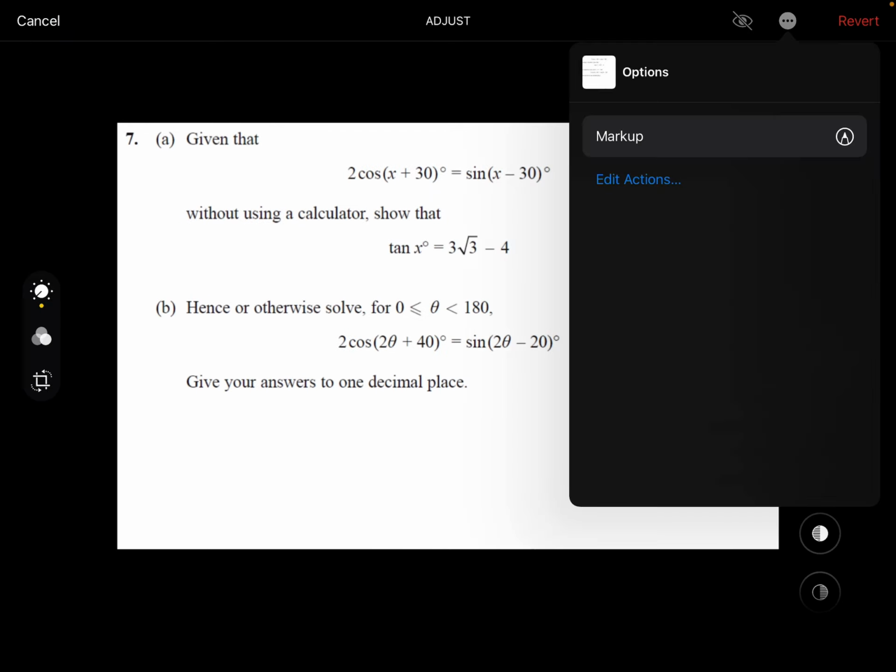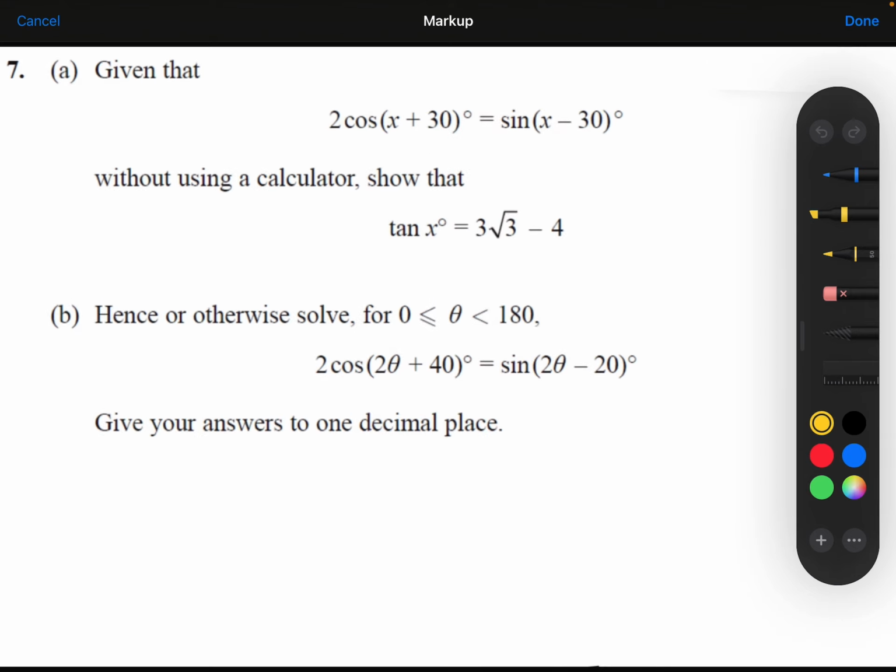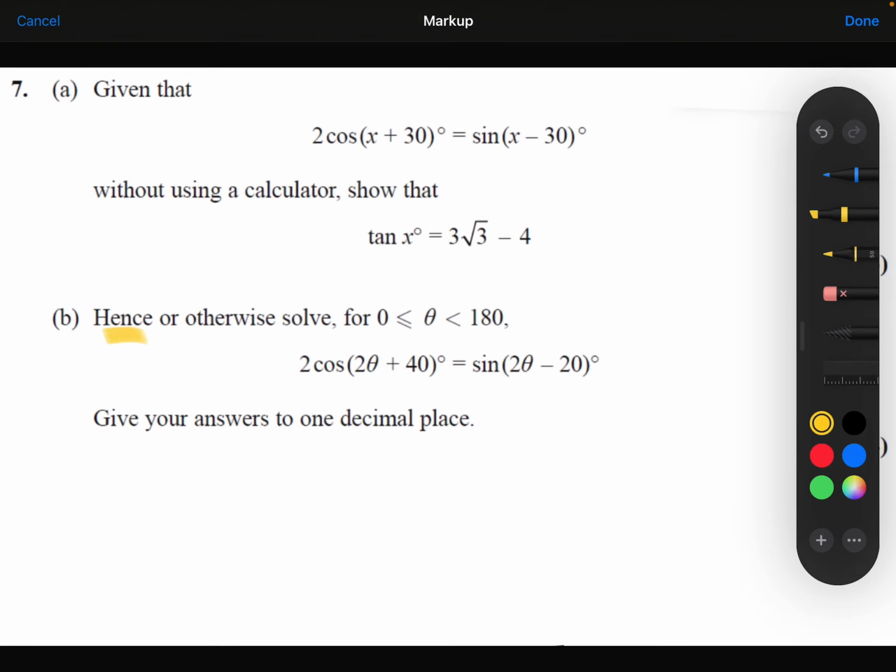So let's now have a look at part B. It says, hence, or otherwise, solve between 0 and 180 degrees for 2 cos(2 theta + 40) = sin(2 theta - 20). Now it does say hence, so I do want to compare these really carefully. We can see we've got the 2 cos there, we've got the 2 cos there, we've got the sine here, the sine there, so they match up perfectly.